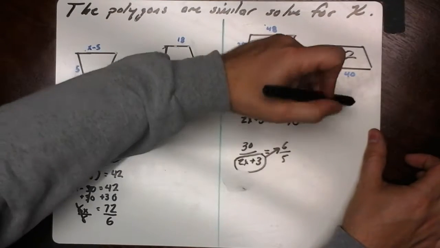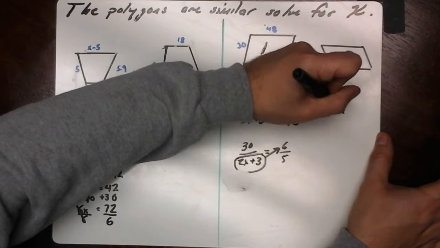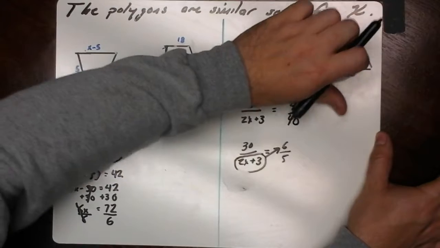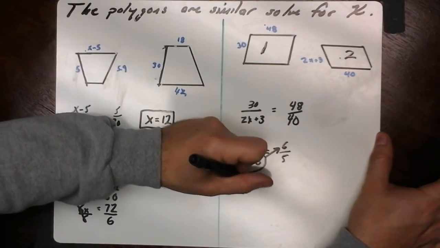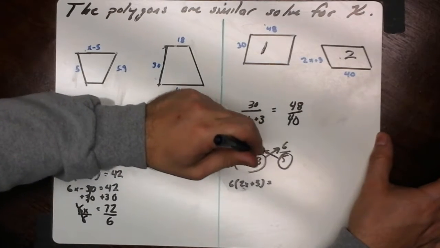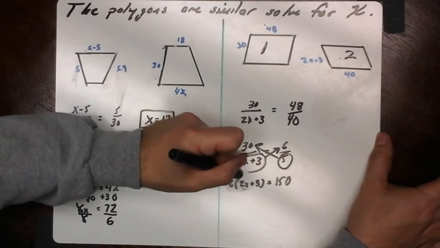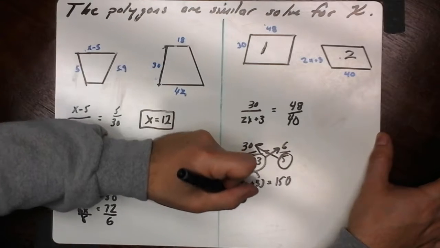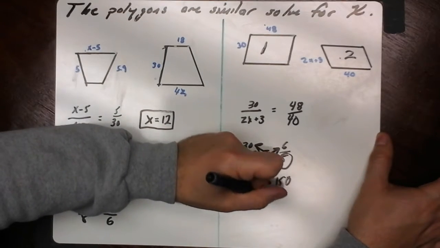Let me write it over here so I have a little bit more room. 6 is 2x plus 3. Maybe I don't have that much room there. So I'm going to go back to here. 6 times 2x plus 3 equals 5 times 30, which is 150. Now I'm going to distribute. So 12x plus 18 equals 150.